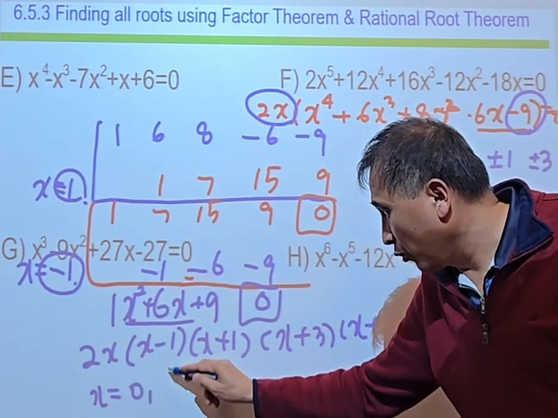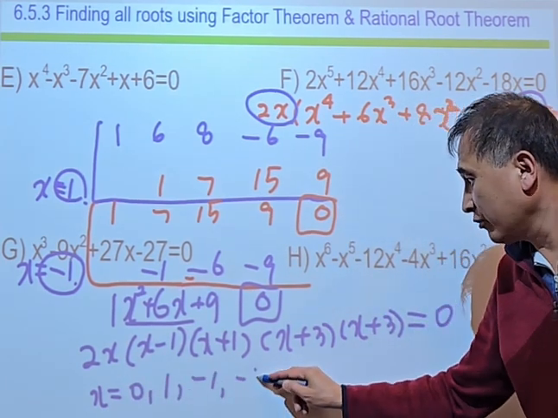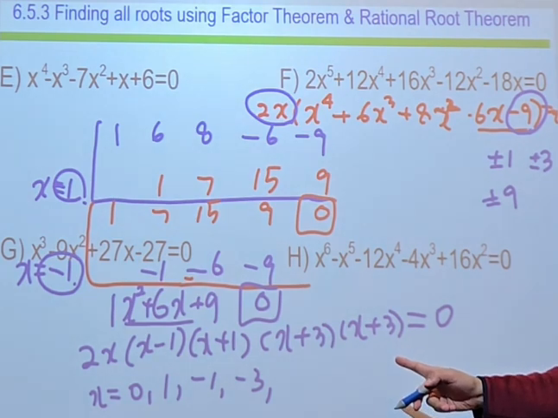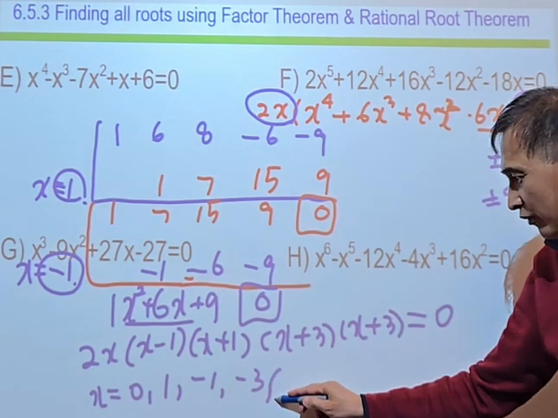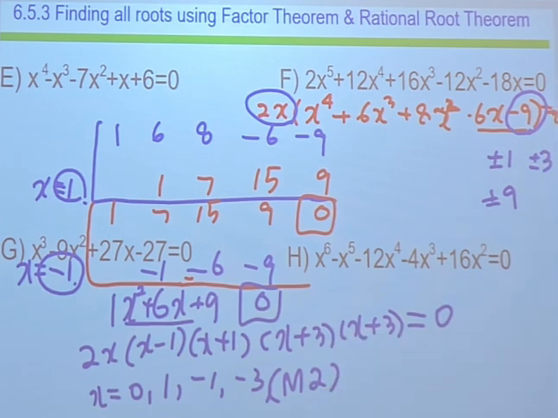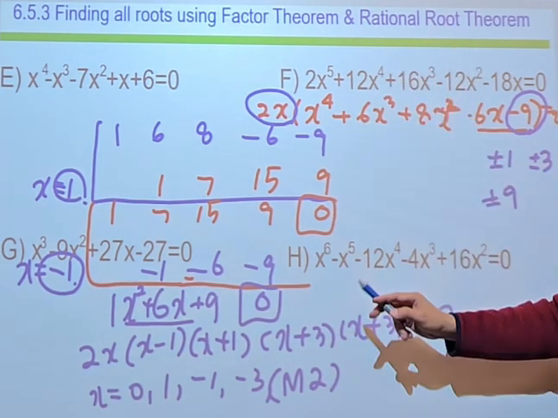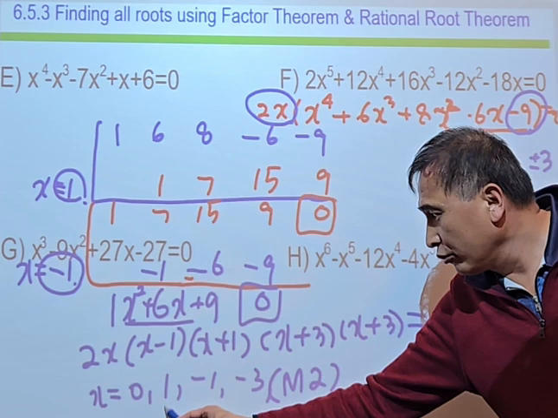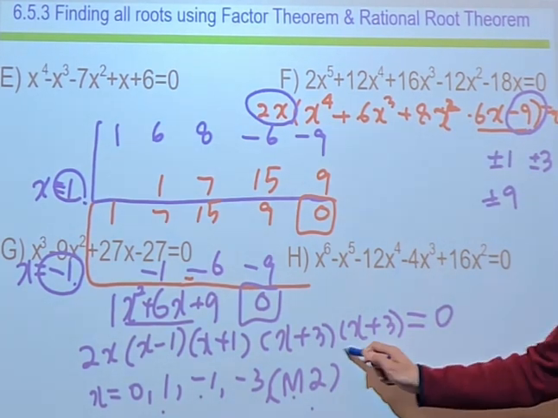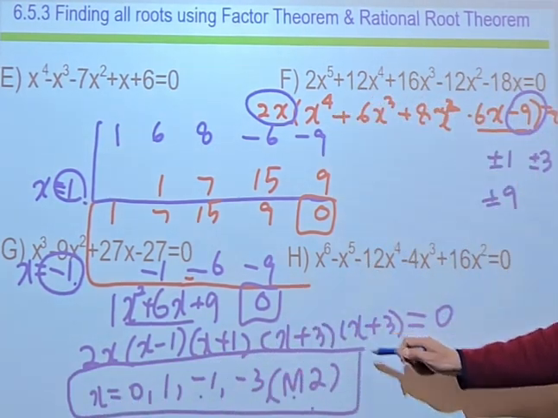0 here, and 1 here, minus 1 here, minus 3 here, minus 3 one more time. But instead of writing twice, we write it with multiplicity 2. So, this is a degree 5: 1, 2, 3, 4, 5. You should have 5 zeros. That means this is right.